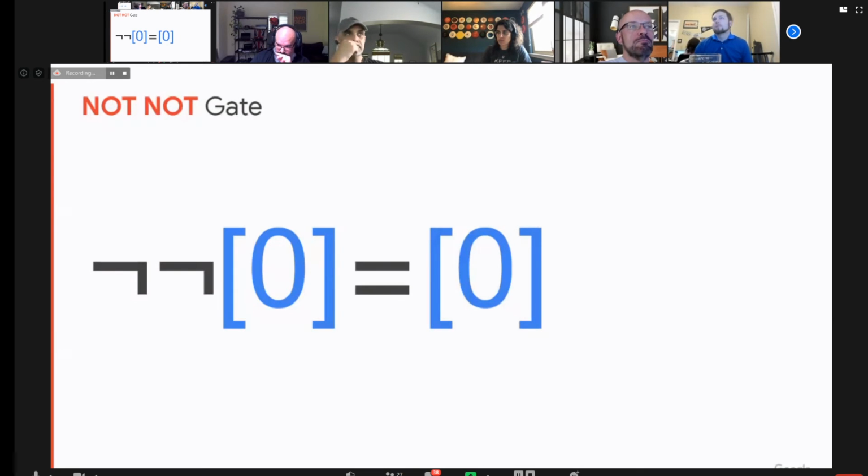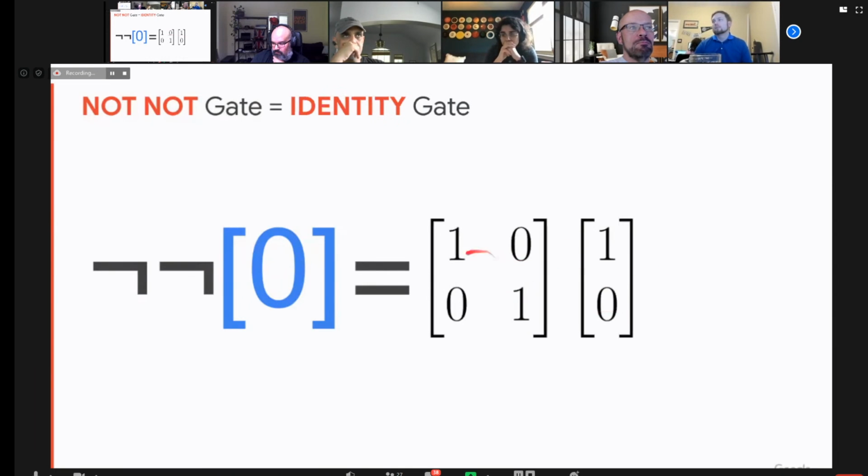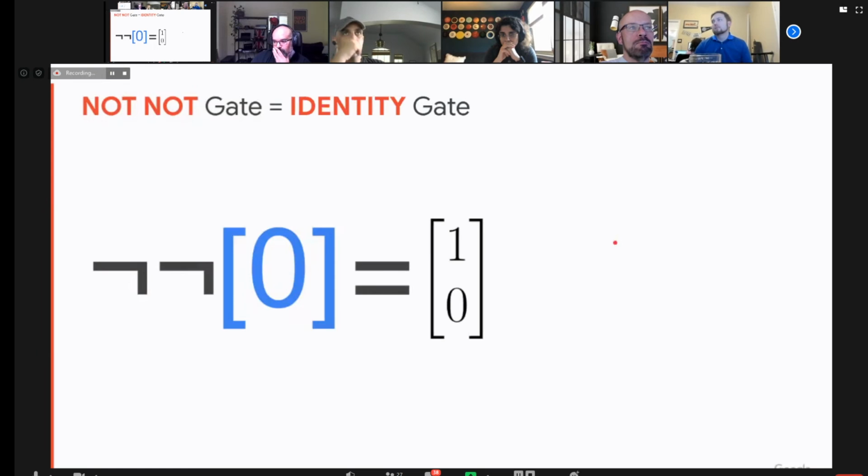Similarly, just to prove my point and drive it home, if you do NOT 1, we all know what that is. That's 0. You can compose these gates, and I won't belabor you with the mathematics, but when you multiply this all out, you actually get the identity gate, and the identity times the 0 bit is just the 0 bit. So NOT of NOT happens to be the identity. It may not seem more elegant to be looking at it with matrices, but the point is you can express all of these gates using matrix multiplication.